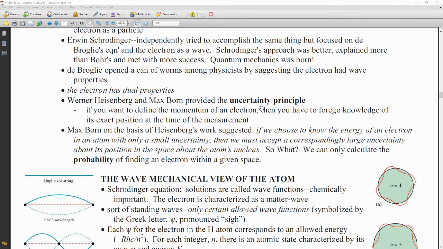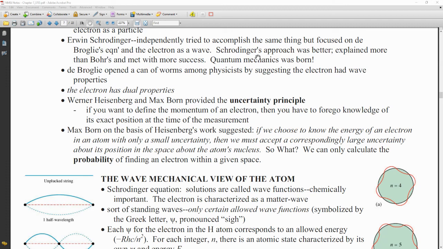Heisenberg's uncertainty principle says that if we want to define the momentum of an electron, kind of where it's going, then you have to forego knowledge of the exact position at the time of measurement. So you can either know where that electron is precisely at that moment in time, or you can know where it's going, but you can't know both. And so that makes it hard. That's why we end up describing the probability of where we're going to find an electron. It's most likely that we'll find an electron in these certain regions.